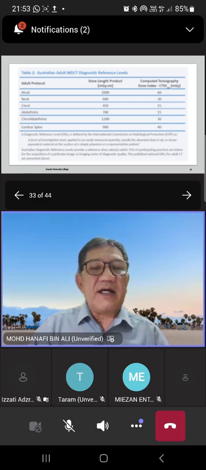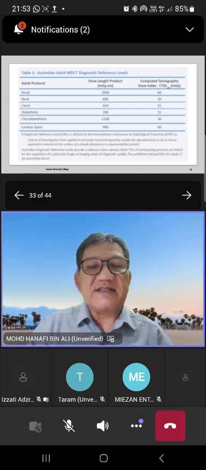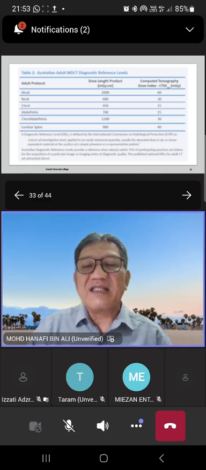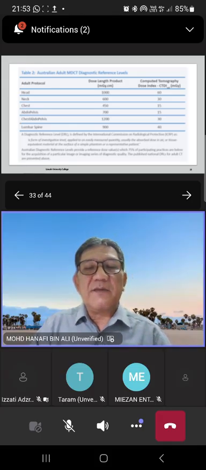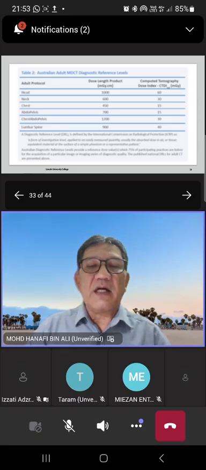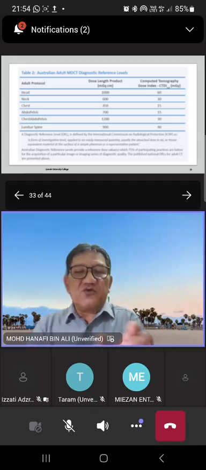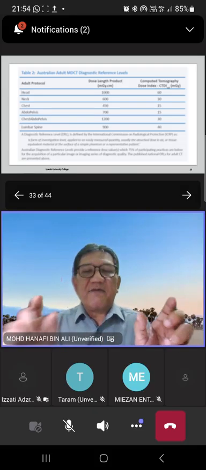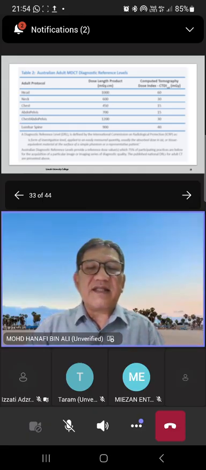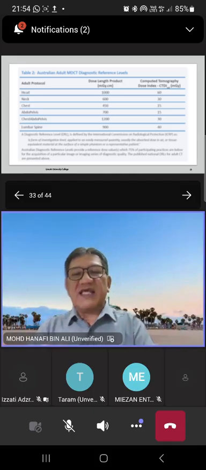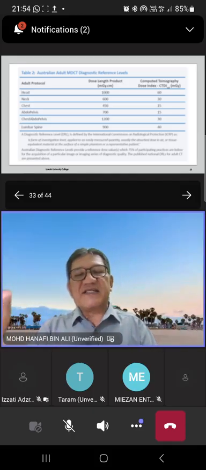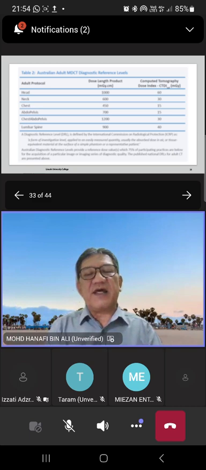I think you can see this table, a little bit of comparison for the dose, which we call dose length product. The unit is milligray centimeter. Remember that we use centimeter to measure the length, and out of that we can say this is the dose length product. After that we convert this to millisievert. Why do we need to convert that?